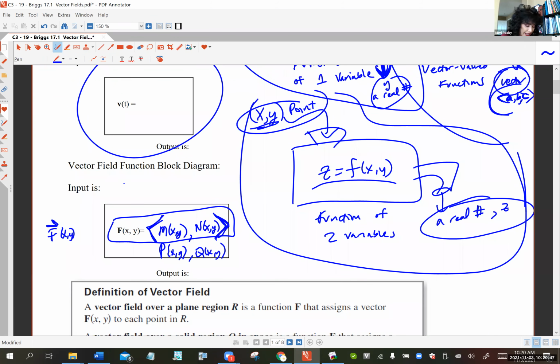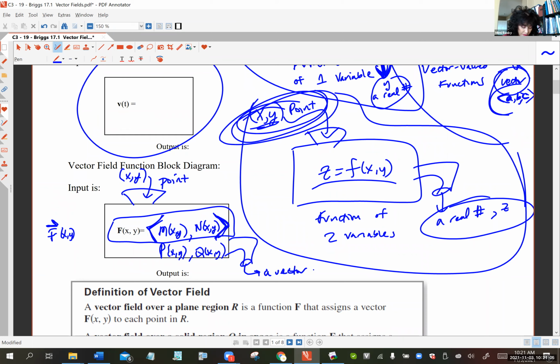Okay, so M and N, so what do you feed it? And what is the output for a vector field? Well, you feed it a point. So now it's kind of looking like a function of two variables because you fed a function of two variables a point also. But the output is a vector. So that's the big difference. So you feed it a point, the output's a vector.